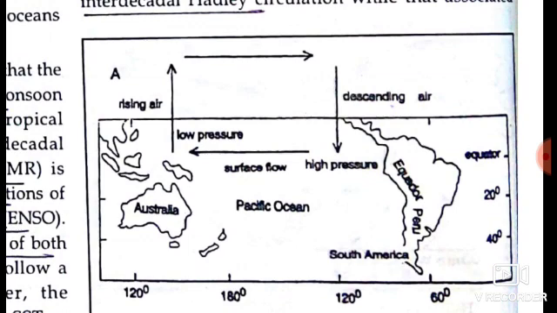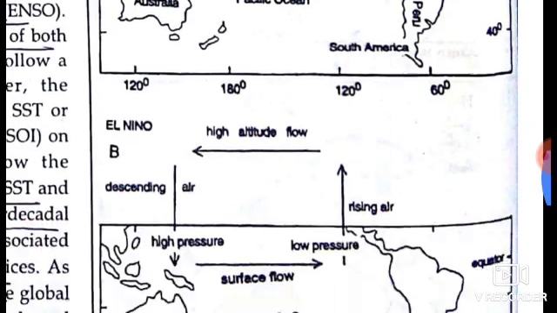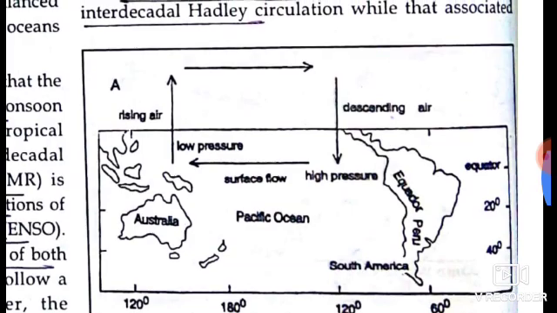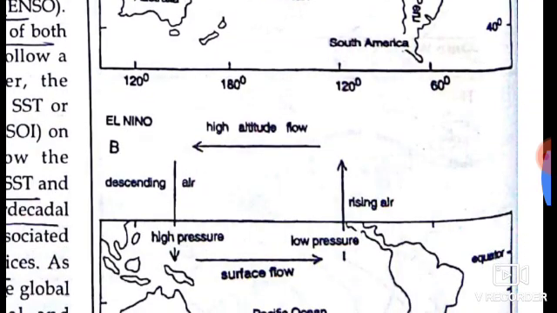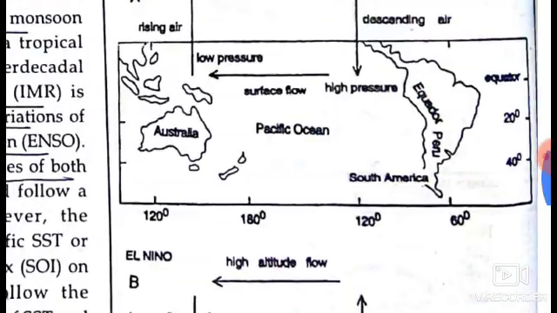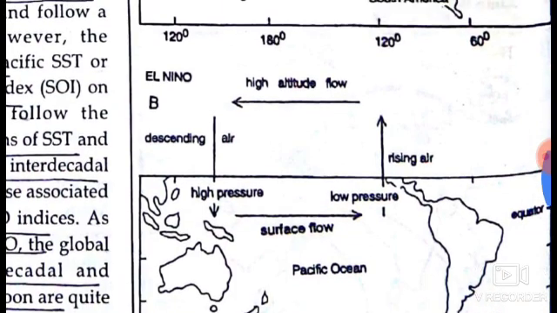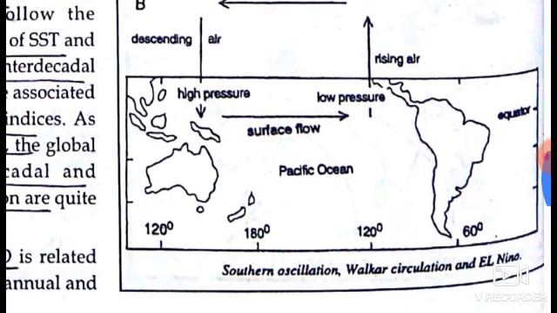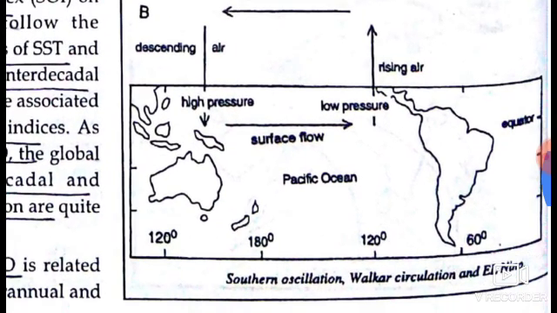Similarly, you can see rising air, descending air, low pressure, high pressure, equatorial, Peru, Australia, Pacific Ocean, surface flow. Here, mainly A area, B area, El Nino. It is El Nino, mainly high altitude flow, descending, rising air, high pressure, low pressure, surface flow, Pacific Ocean, Southern Oscillation, Walker circulation, and El Nino.